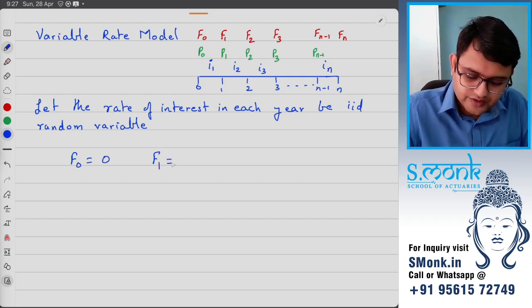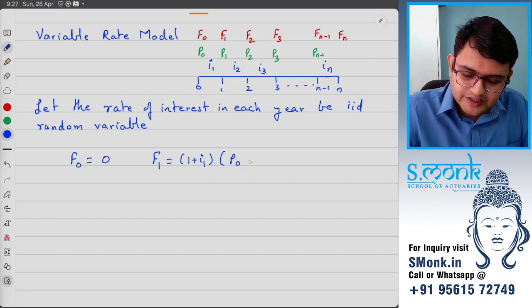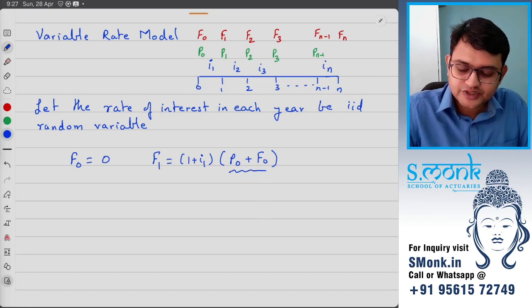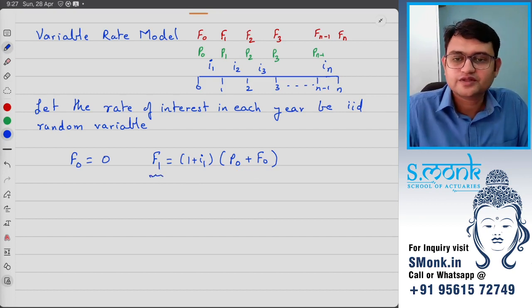So fund 1 is going to be nothing but 1 plus I1, the rate of interest that I earned, into P0 plus F0. So the total amount that I had at time 0 will be accumulated for 1 year and gives me fund at time 1.